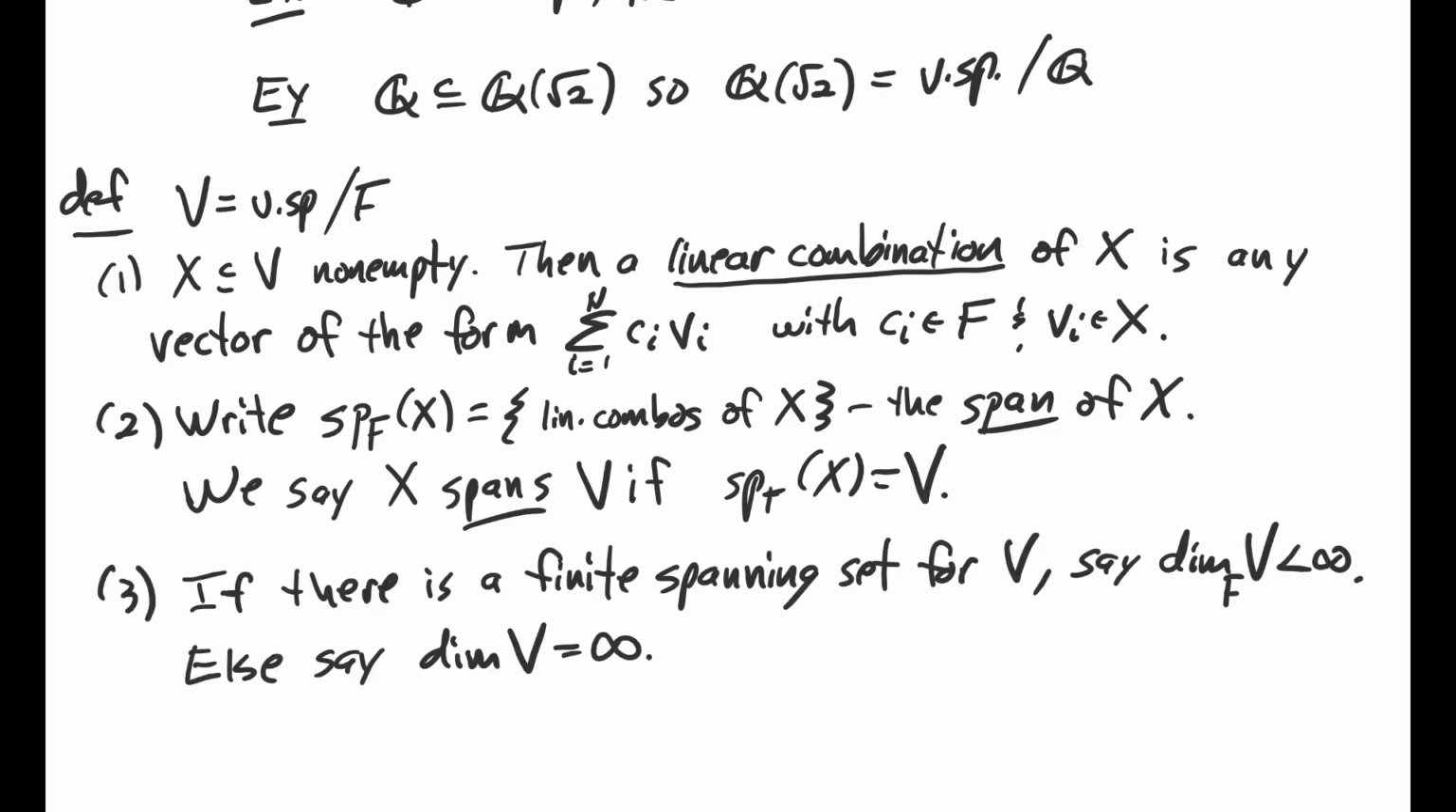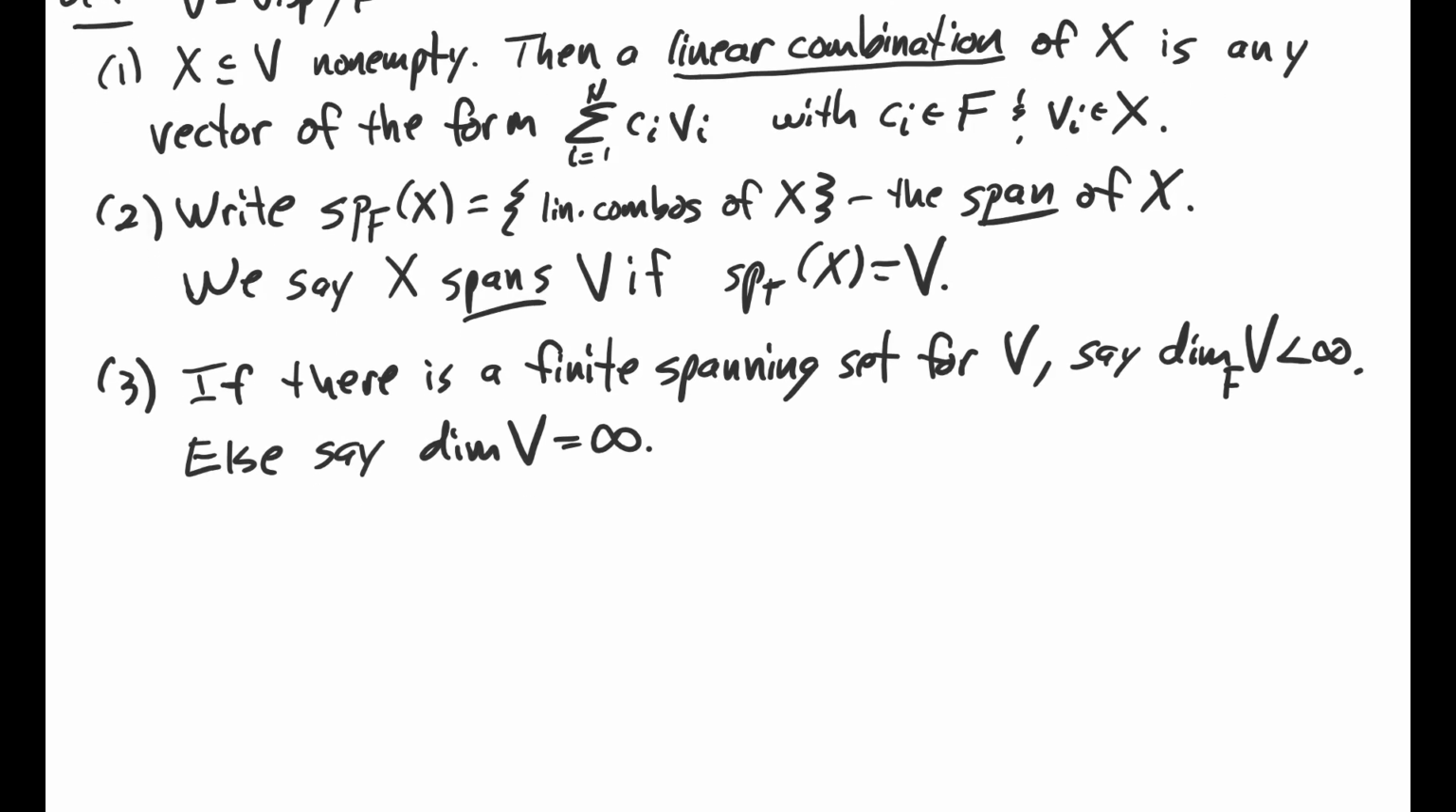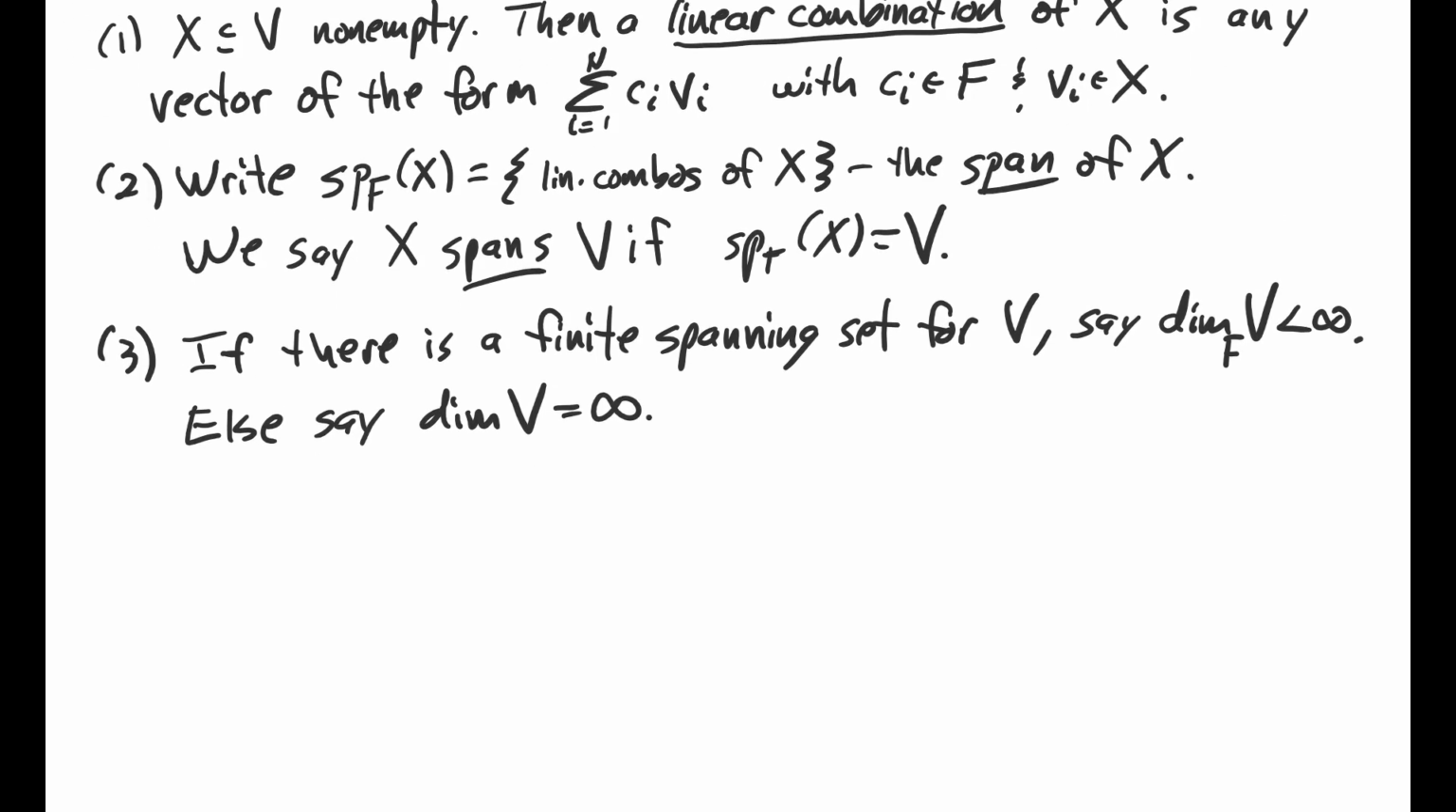Okay, so when there's a finite spanning set for V, then it's called a finite dimensional vector space, and we say the dimension is less than infinity as notation. Otherwise, we'll say it's infinite dimensional.